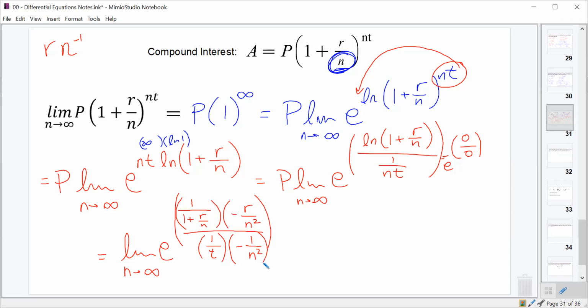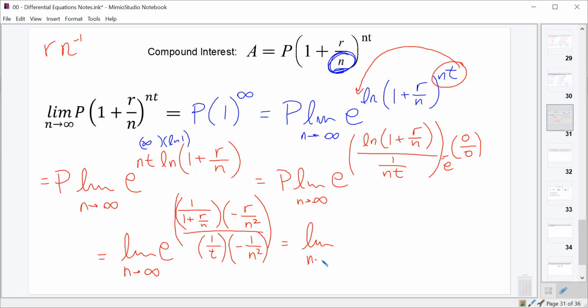And now we should be able to do a little bit of simplification here. So both the negative in front of the r over n squared and the negative in front of the 1 over n squared should cancel. And if I'm dividing both the numerator and the denominator of a complex fraction by the same thing, both of them being divided by n squared, I should be able to cancel out those n squareds. So this 1 over t right down here that I'm dividing by should flip up and be a t in the numerator up there. So I'll effectively end up with something that looks like this.